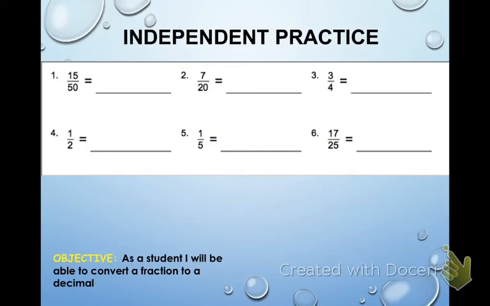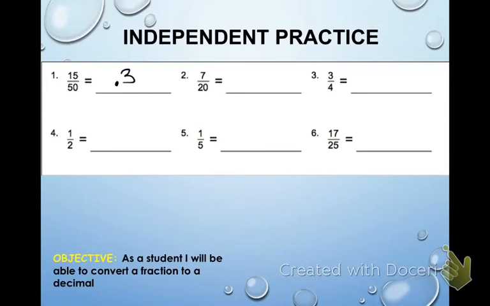All right, and we're back. So we're going to go ahead and get started. The first one, okay? I'm not going to show you what you should have done. I'm just going to write down what you should get. Okay, we'll see how you did. 15/50ths. Well, that one is actually 0.3. Okay, you might have also gotten 0.30. All right, 0.3. All right, next one, 7/20ths.